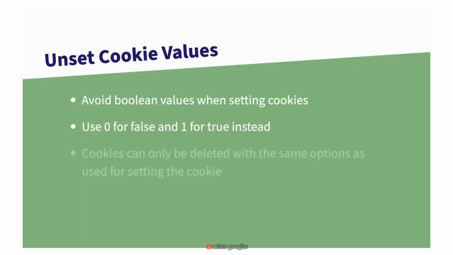Another important point is that cookies can only be deleted by using the same options as were used when setting the cookie. So if you supplied options for the path, the domain, whether this cookie should be secure or if it's HTTP only, then you must use those same options again when you go to unset the cookie and delete it.